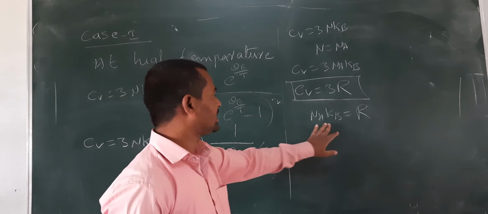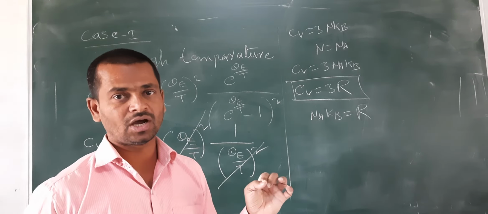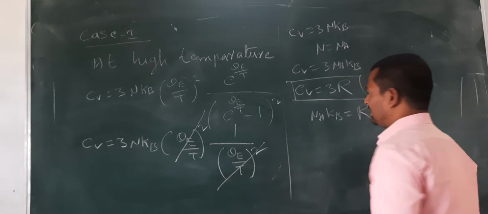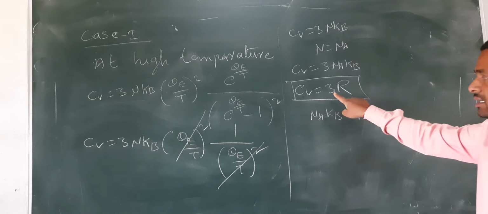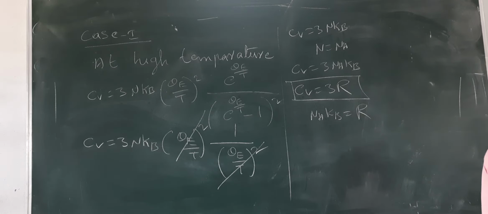N k_B is R, where R is called the universal gas constant. And Cv here is independent of temperature. It cannot depend on temperature. It is independent. So this is at high temperature. Next, at low temperature.